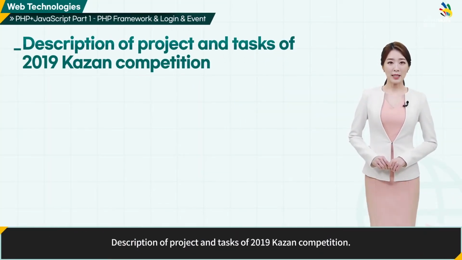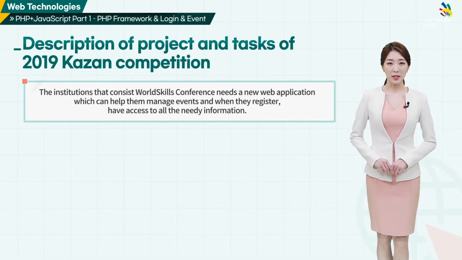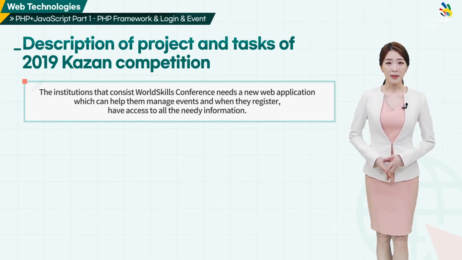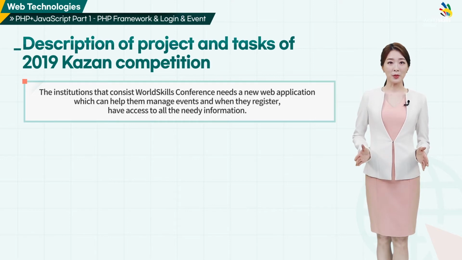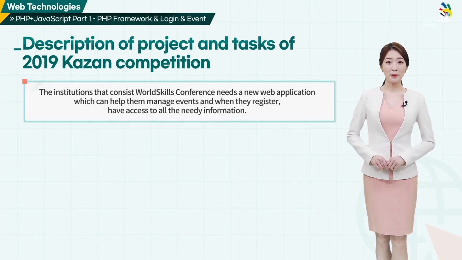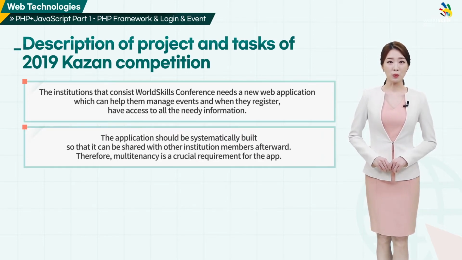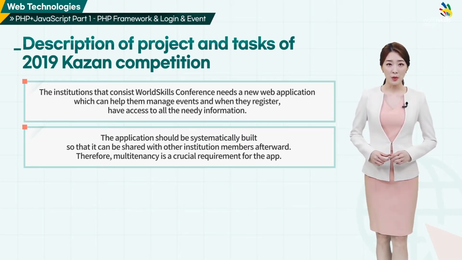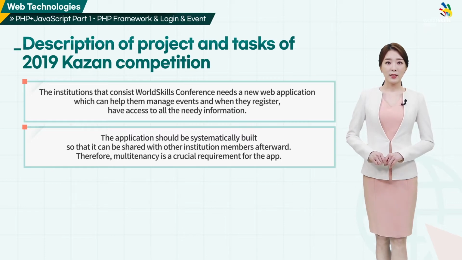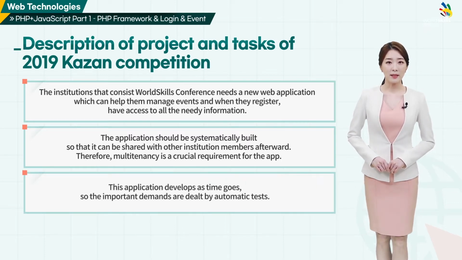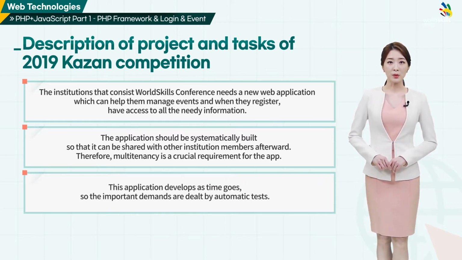Let's take a look at the task of 2019 Kazan WorldSkills. The institutions that constitute the WorldSkills Conference need a new web application which can help them manage events and, when they register, have access to all the needed information. This web application should be systematically built so that it can be shared with other institution members afterward. Therefore, multi-tenancy is a crucial requirement for the app. This application develops as time goes, so the important demands are dealt with by automatic tests.